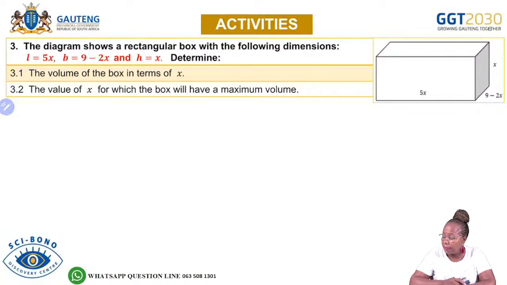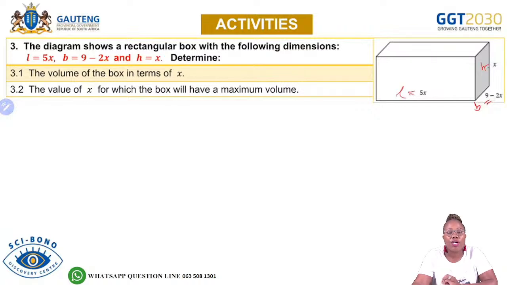Okay, number 3. With the third activity now, we are given a diagram, and this diagram shows a rectangular box, as you can see there, with the following dimensions. We have the length, which is equal to 5x, and then we have the breadth, which is equal to 9 minus 2x, and then we have a height, which is equal to x. And then they say determine the volume of the box in terms of what?